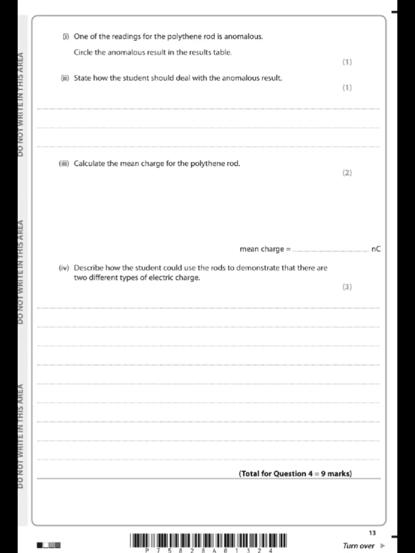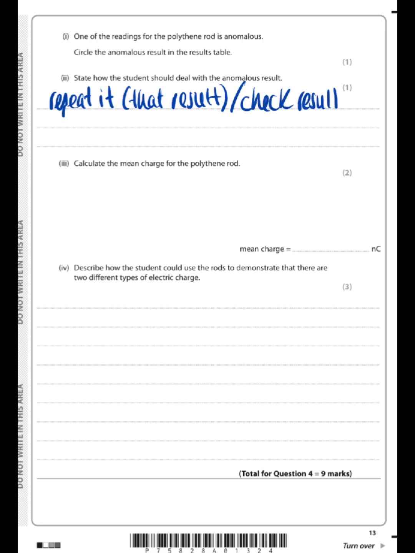How should the student deal with an anomalous result? Well, there are a few things they can do. They can repeat it. But if saying repeat it, it's very important that you specify that it's that result, not the whole experiment. Or they could check that result, and again, make sure you are referring to that result. Or the other thing you can do when thinking about anomalous results is if you have to calculate a mean, you can ignore the result when you calculate the mean.